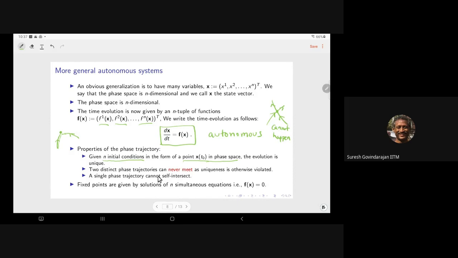Also, it says that a single phase trajectory cannot self-intersect. So something like this also cannot happen. You can see that again, that is a contradiction. Okay, is this clear?